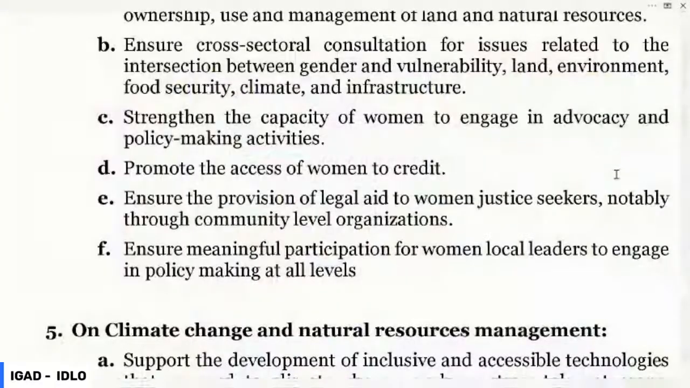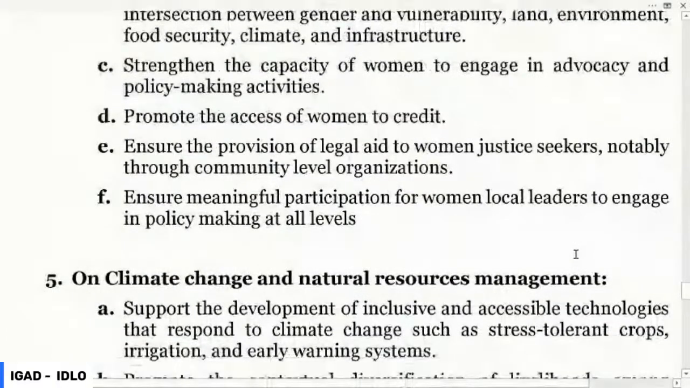On climate change and natural resources management, support the development of inclusive and accessible technologies that respond to climate change, such as stress-tolerant crops, irrigation, early warning systems, etc. Promote the contextual diversification of livelihoods among households, and contextual here meaning that there is full, informed participation of those who are participating in the economic transformation. Encourage agronomic practices such as agroforestry and conservation agriculture, of course, bearing in mind the prevailing context and whether these methods are applicable. Pest and vector surveillance and management.